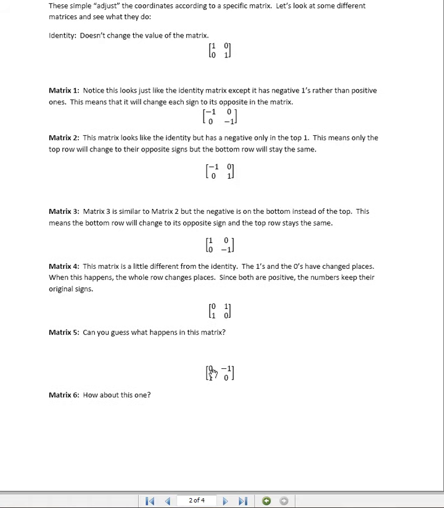Matrix 5 has that same thing with the switch, but now look, the negative 1 is in the top row. So what that means is first we do the switch, and then we take the new top row and make all of those signs the opposite of what they were.